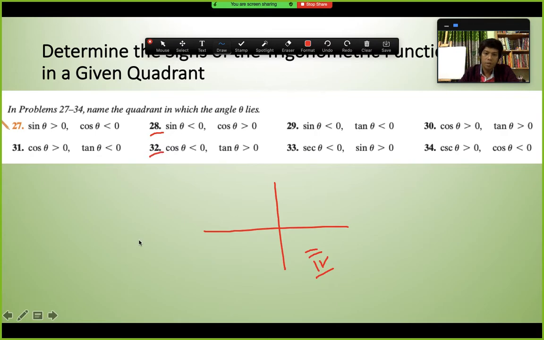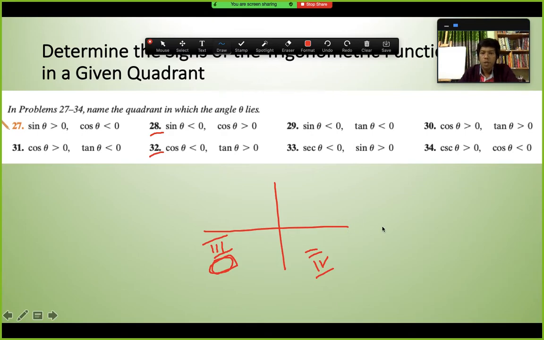Suppose number 32: cos theta is negative, tan theta is positive. We know that tan theta is positive in this quadrant, which is quadrant number 3. Tan theta is positive, and in this quadrant, cos theta is negative. Less than 0 means negative, greater than 0 means positive.